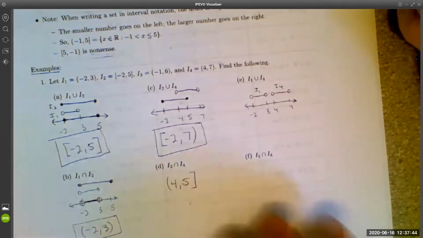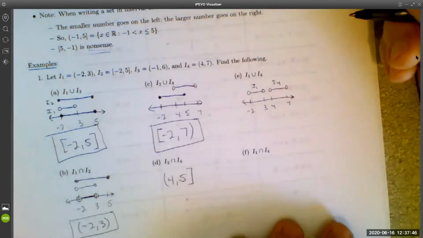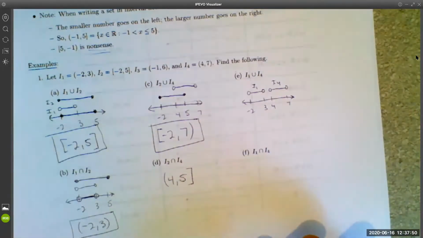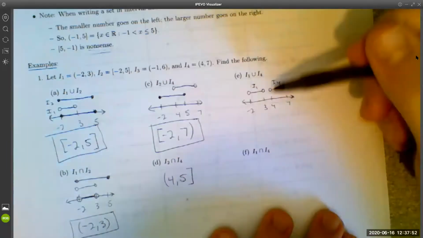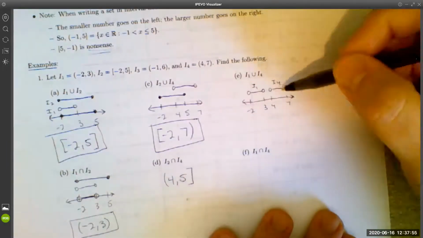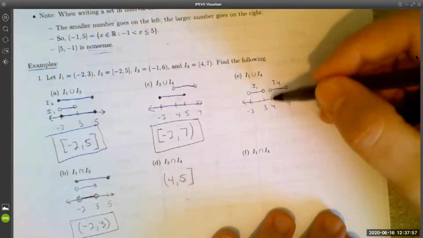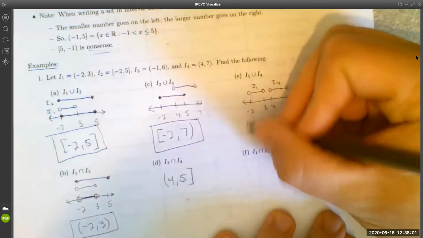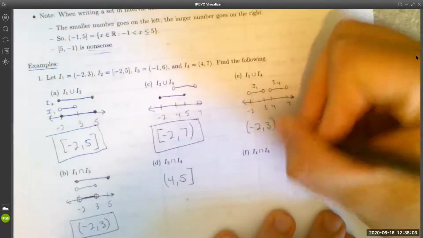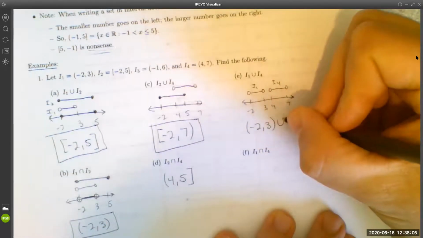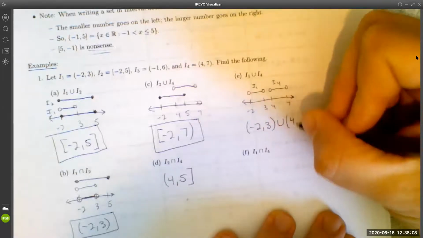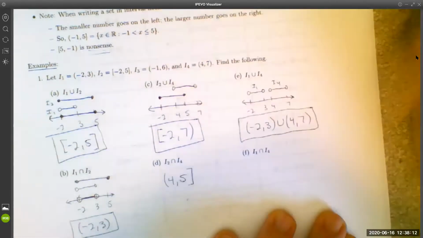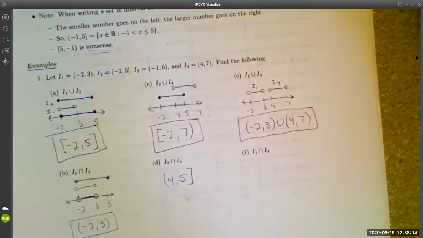So when I think about the union of these two sets, it's all of the numbers that are in either set, right? So it's the combination of these two sets. In this case, since there's no overlap between the sets, I have this gap between 3 and 4. Here's how I write this down. The answer is going to be -2 to 3, and then there's a gap, so I'm going to use the union symbol, 4 to 7. So there's the union of those two sets.